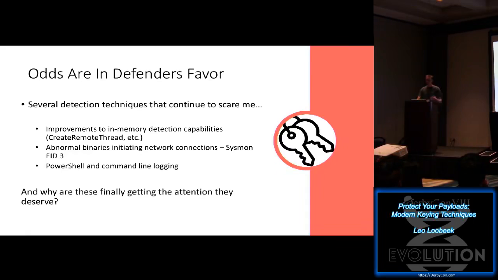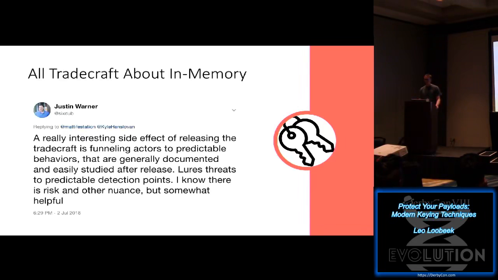Building on that SpongeBob slide, I just feel like the odds are really in the defender's favor. Like, I'm going to get caught, and improvements to in-memory detection capabilities, finding things like CreateRemoteThread, is getting a lot better. Finding abnormal binaries making network connections, like Sysmon event ID 3, is really good. Command line logging, and finally these in-memory techniques and red team techniques are getting the attention they deserve.